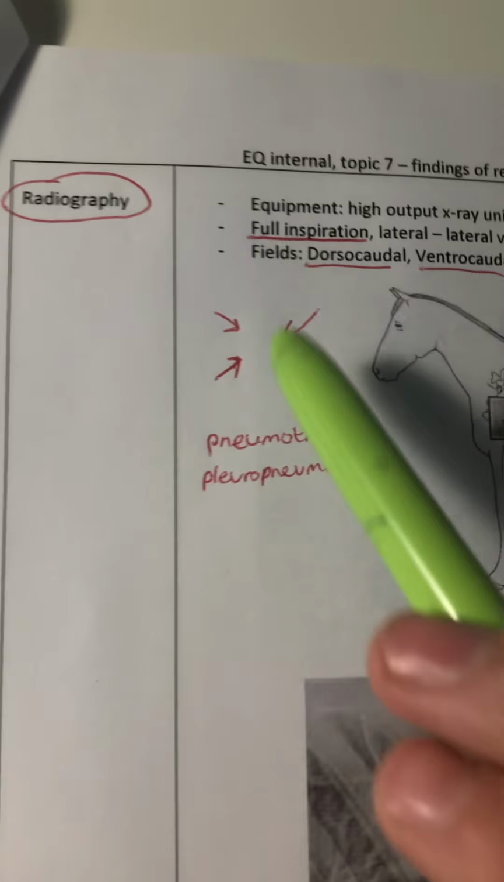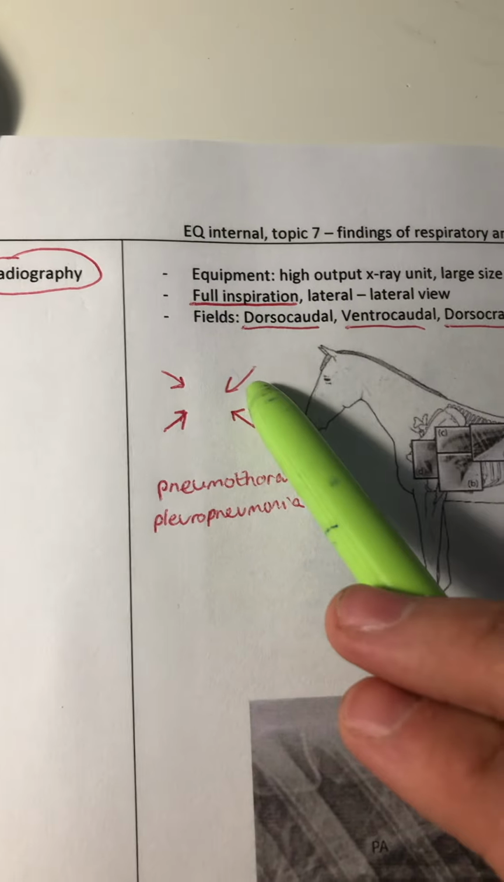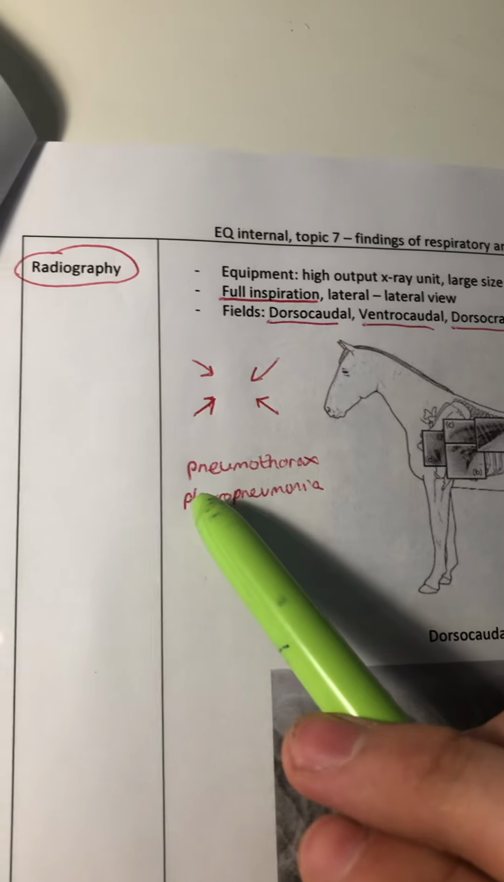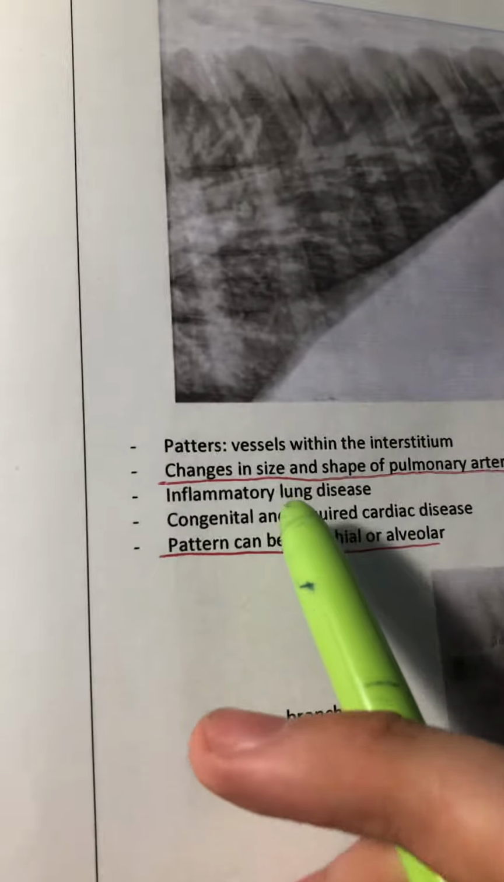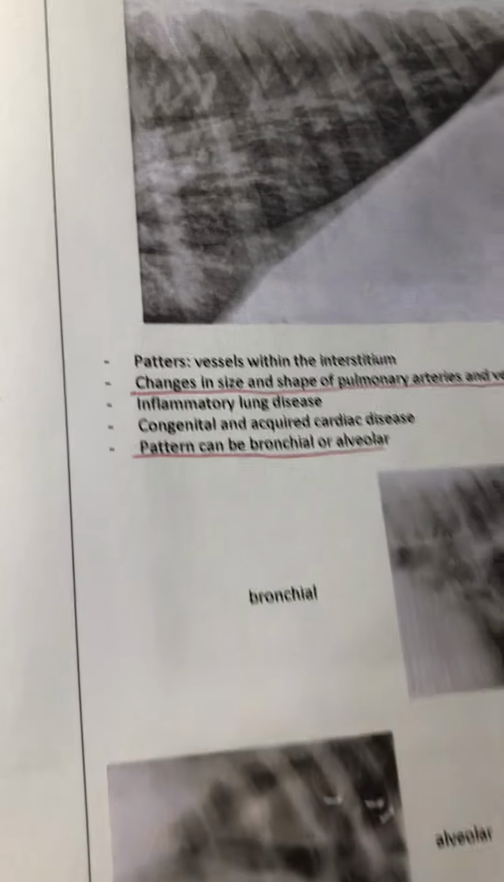And for radiography, you do it during full inspiration. You can see from dorsocaudal, ventrocaudal, dorsocranial, and ventrocranial. And it can be used to diagnose pneumothorax and pleuropneumonia. And you can see changes in the size of the pulmonary arteries and veins, and the pattern could be bronchial or alveolar.